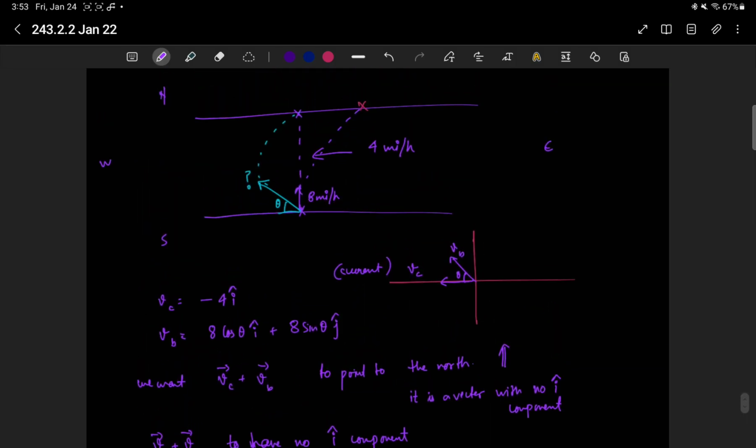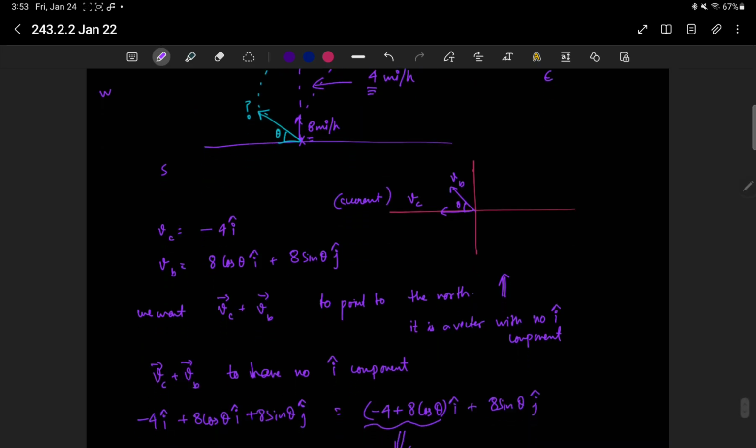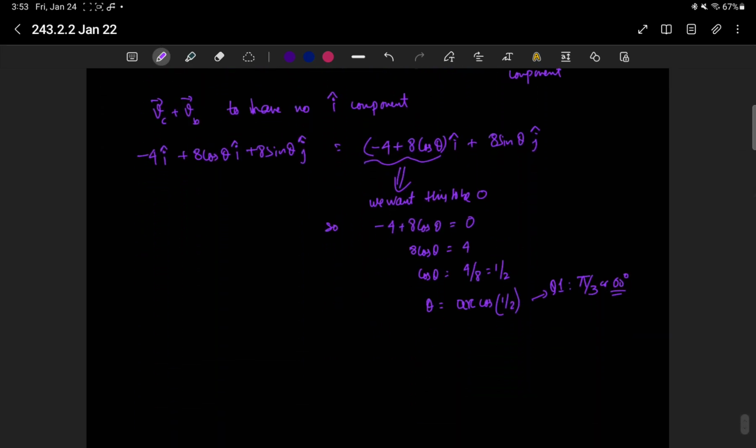And if you think about it, it will always be the ratio of your current speed and your boat speed. So inverse cosine of that will give you the angle in which you can always release yourself so that you reach exactly on the opposite end.